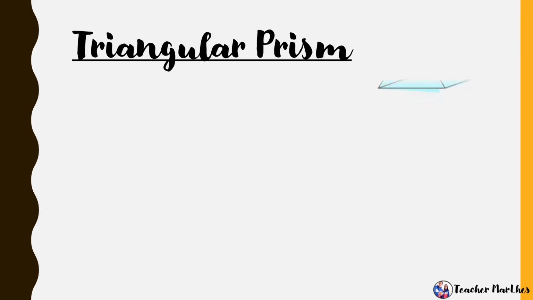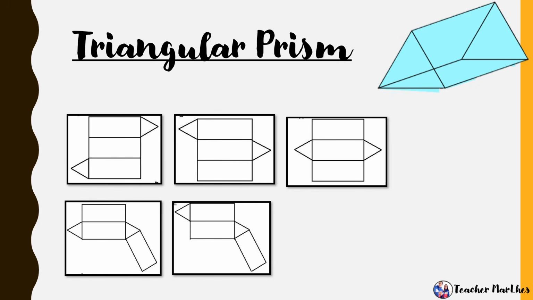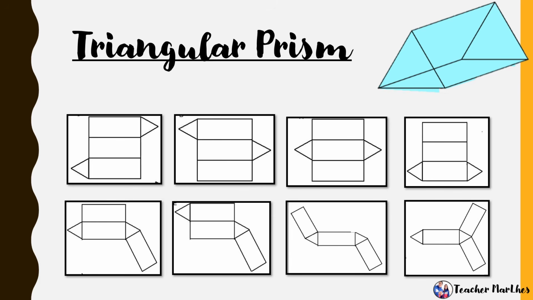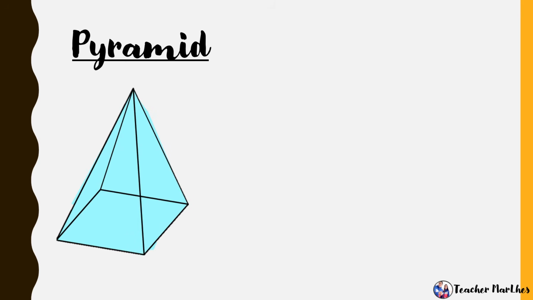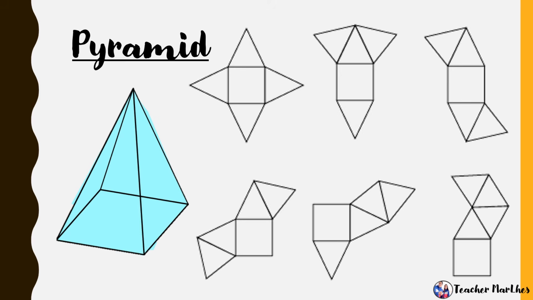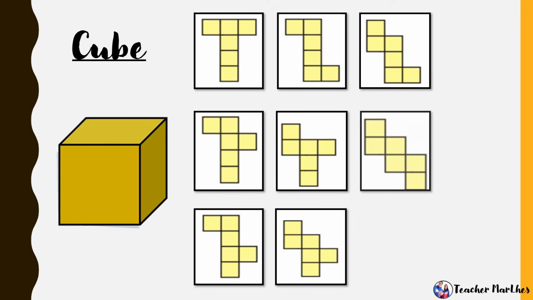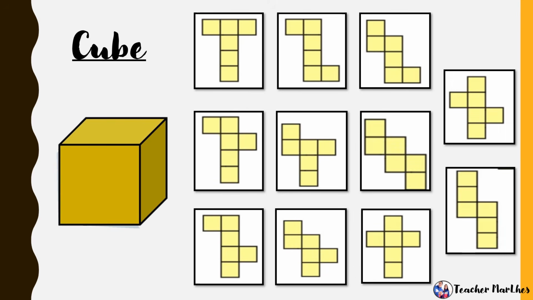For triangular prism, these are the 8 possible nets of a triangular prism. For square pyramid, there are 6 possible nets for square pyramid. And for cube, there are 11 possible nets for cube.